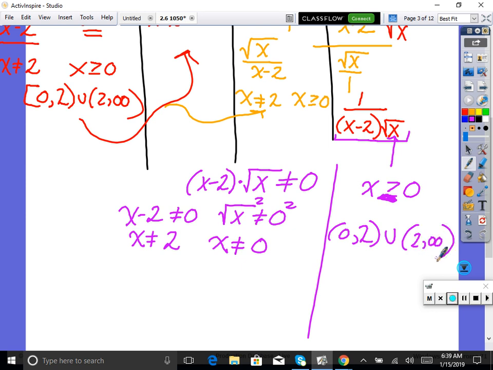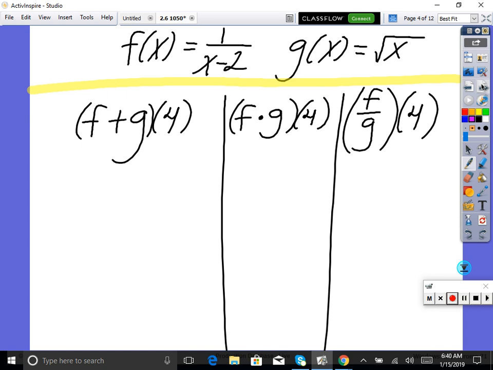So the hardest part is just setting up true statements for the domain. But we know the two restrictions, division, square roots, basically. Okay, you guys are doing good. Okay, so let's do the easiest ones here. Everyone, let's do this the easy way.